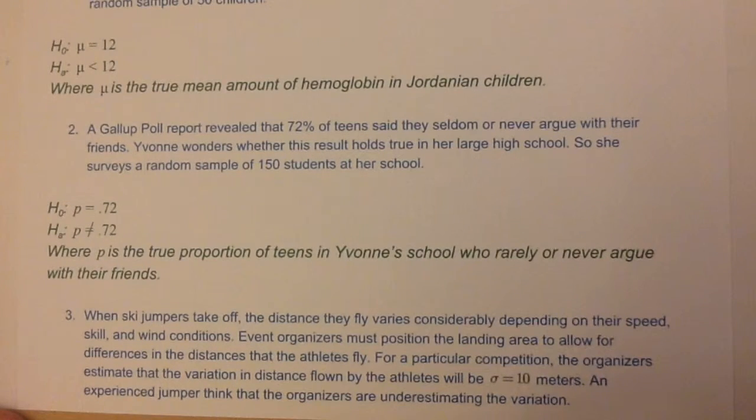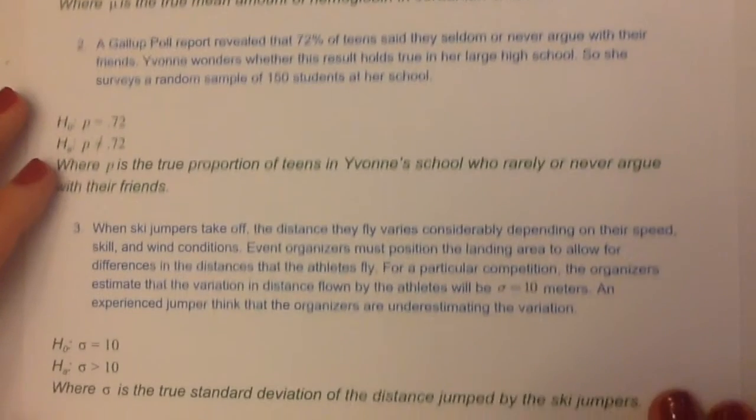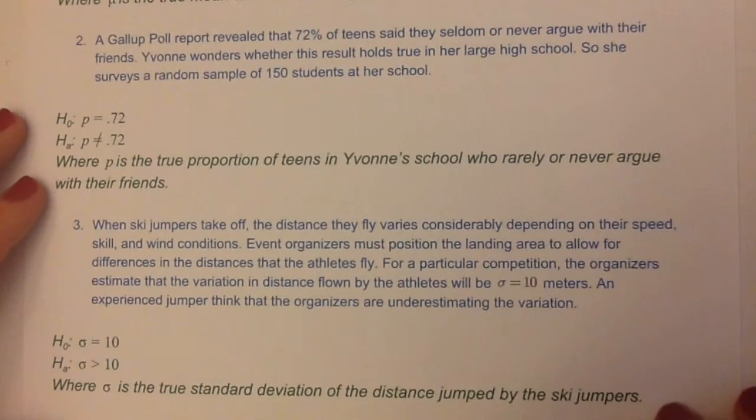Now again, notice our variable that we're dealing with here, or our parameter of interest, is our standard deviation. And then they're telling us that he thinks that they're underestimating it. Because he thinks that they're underestimating, that's giving us a direction. So we wouldn't be using the not equal to symbol. Instead, we're going to have a specific direction in our alternative hypothesis.